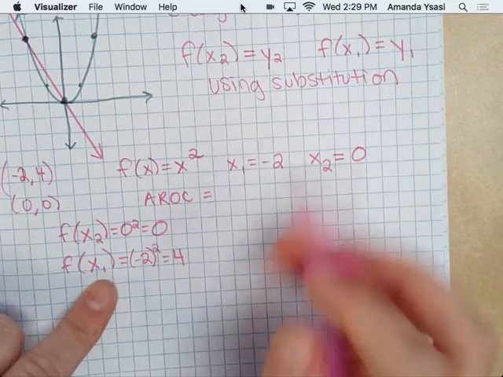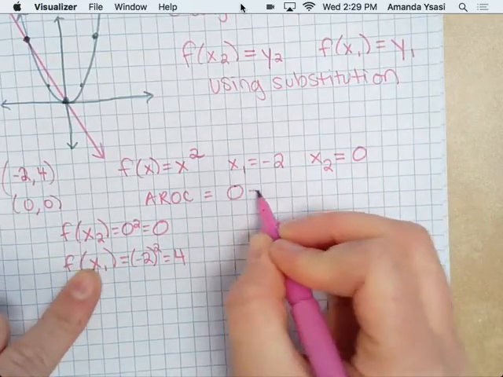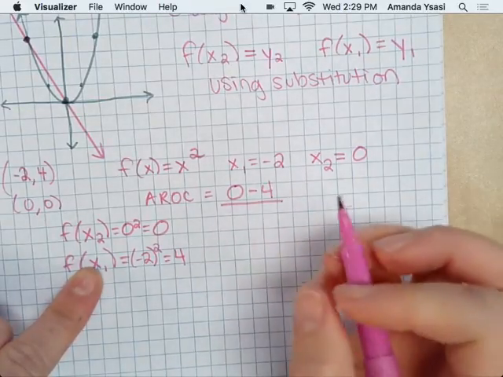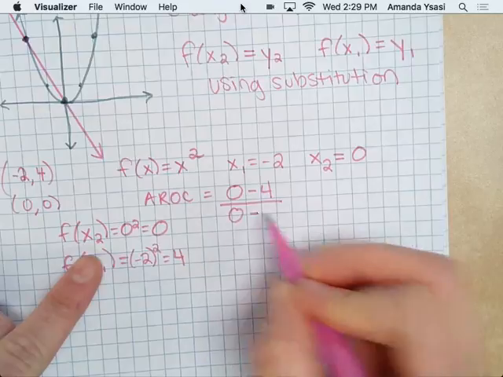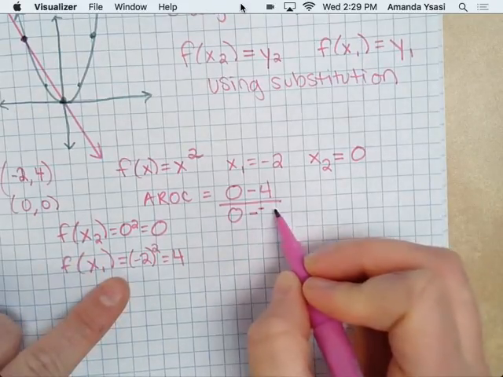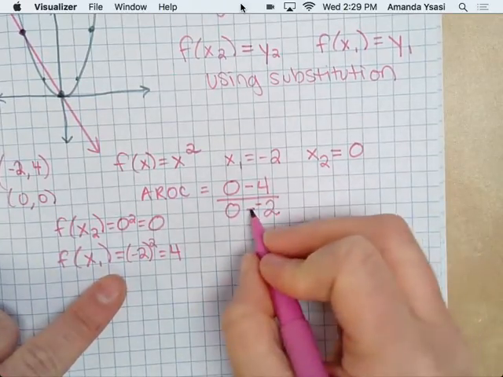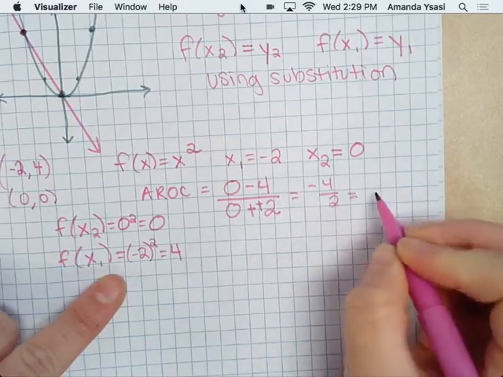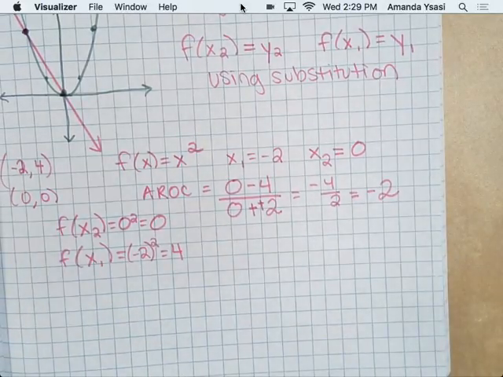So we would do f of x2 minus f of x1, so 0 minus 4 over x2 minus x1, 0 minus negative 2. This becomes positive. So it's negative 4 over 2, which is negative 2. That's your average rate of change. And it's a negative average rate of change because it is going downhill.